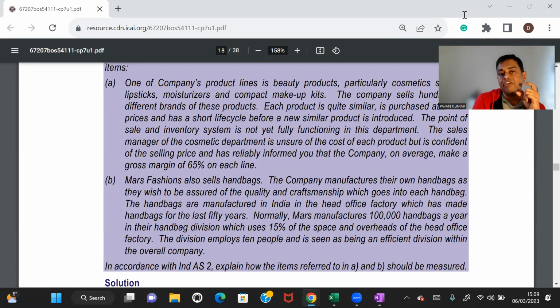So when you read this particular part of the question, they have clearly mentioned that cost is not identifiable. Each and every product's cost is not identifiable, but I know the selling price. I know what gross profit margin I will have. Then I'll do reverse working. Sales minus gross profit margin is my cost. You understand? Normally I have to calculate cost, but I'm doing it in reverse. Now, you might feel, Pavan sir, is there any businessman or industry who uses this? The answer is yes.